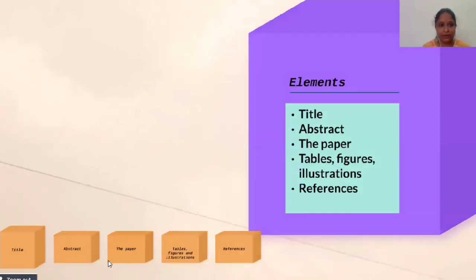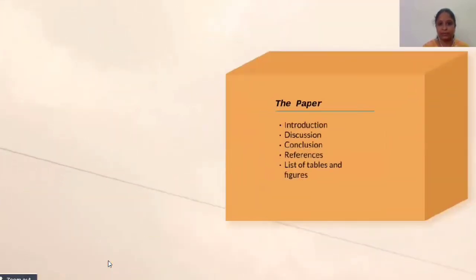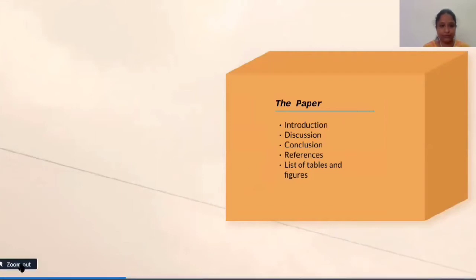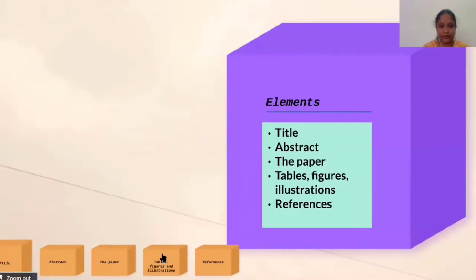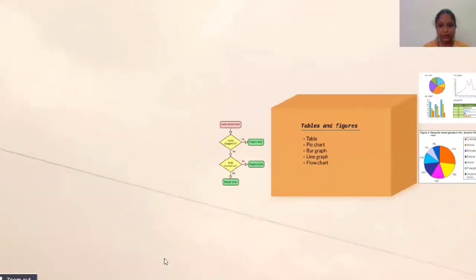Now let us talk about this. The actual paper has introduction, discussion, conclusion, references, and list of tables and figures. We will be talking about introduction, discussion, conclusion, etc. in the next part. Then we will talk about the tables and figures.